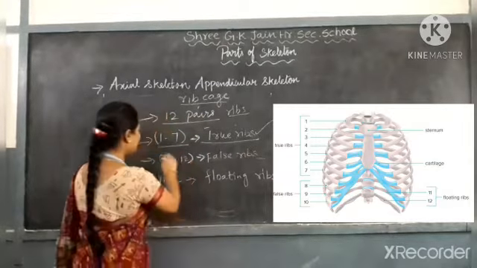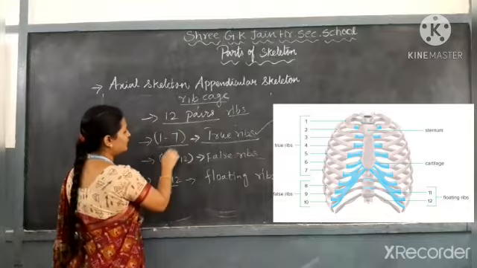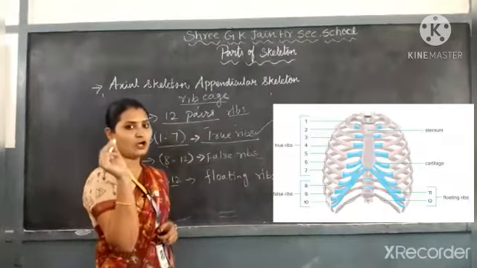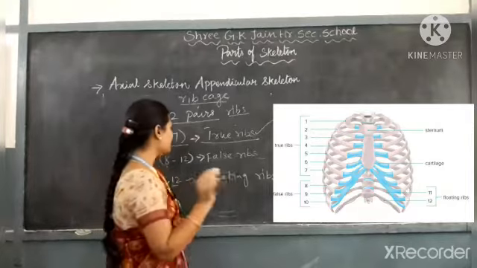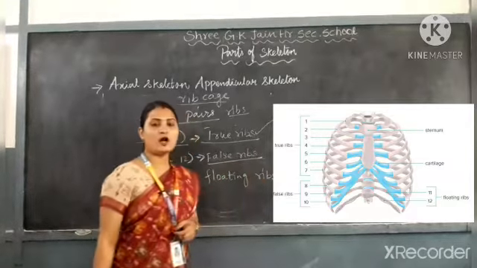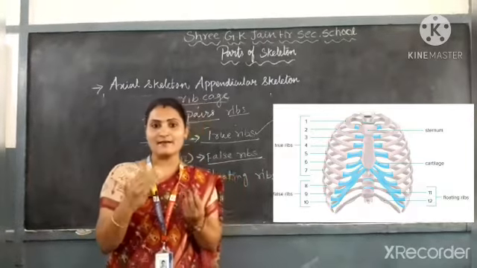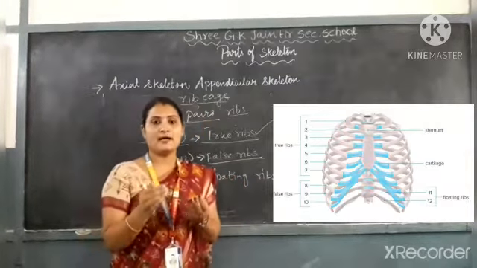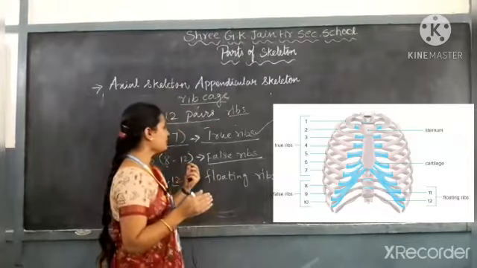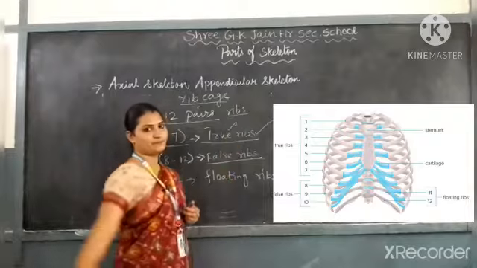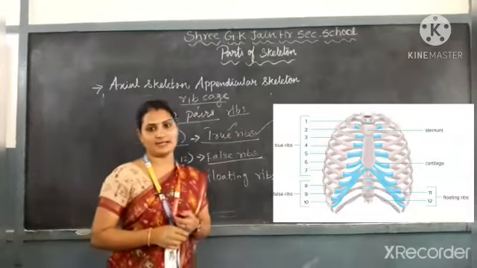And the 8th to 12th ribs in the rib cage are called false ribs, because they have attachment at the back but don't have attachment at the front, because these ribs are connected directly to the true ribs. If you see this picture, you can understand.